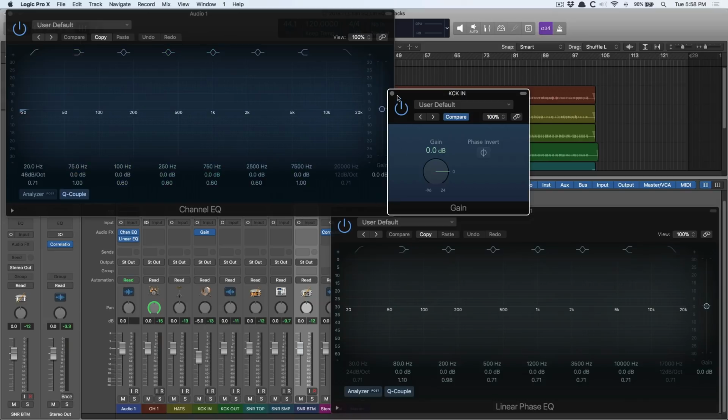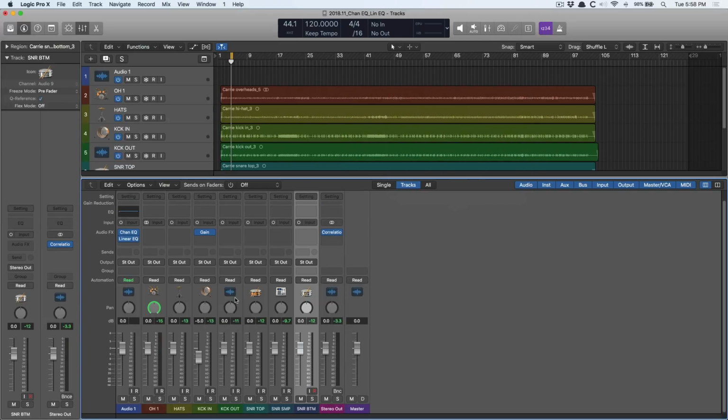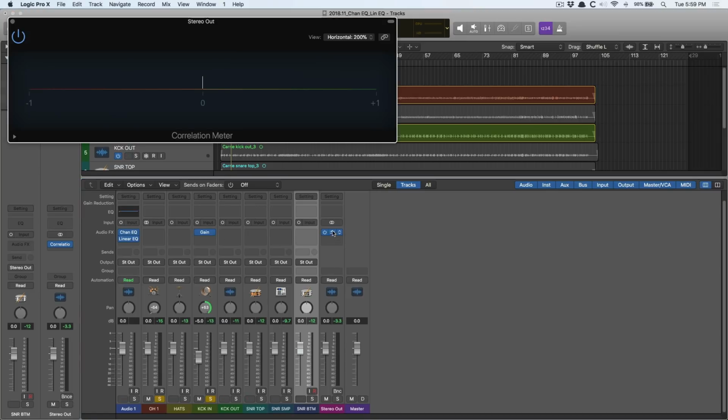So just for example, let me close all these plugins. I'm going to solo my overheads. I'm going to hard pan them to the left. I'm going to take my kick here. I'm going to hard pan it to the right. And then I'm going to open the correlation meter.